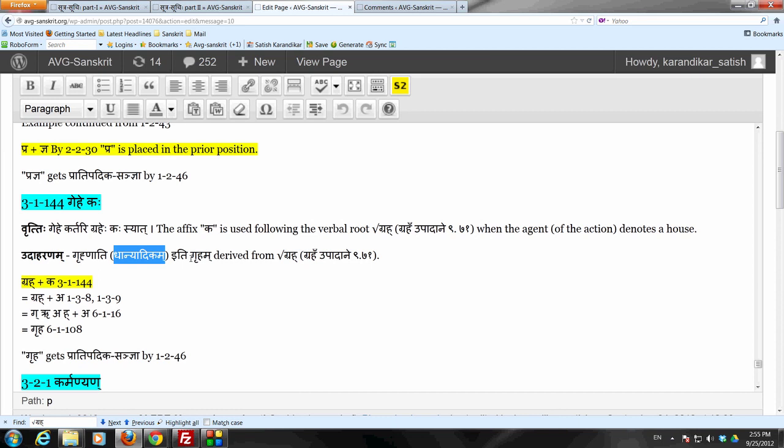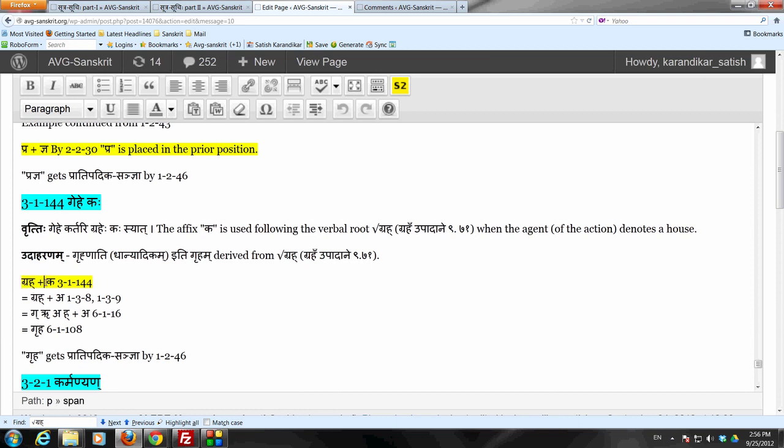The house is constantly piling up a lot of things. So that is exactly how Panini derives this word graha: it is an agent which keeps on accepting objects or things. So that is the graha. The derivation is straightforward. Just dhatu grah plus ka.